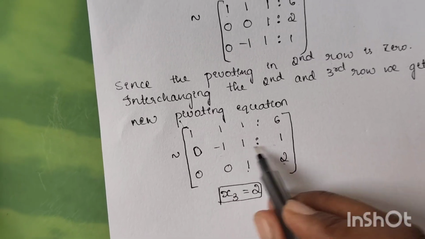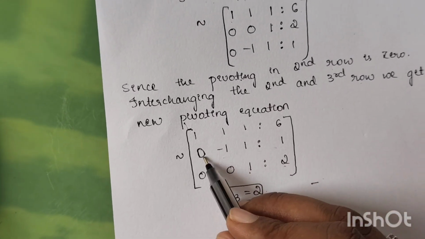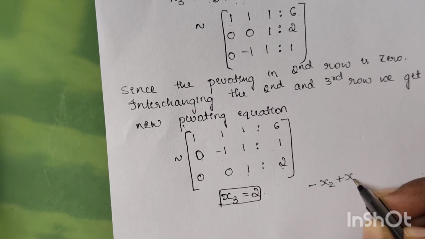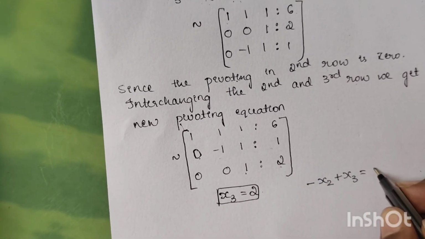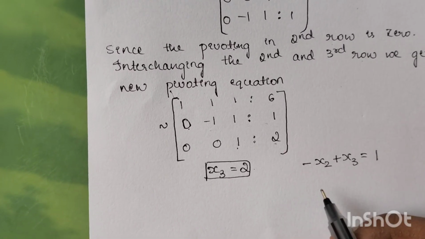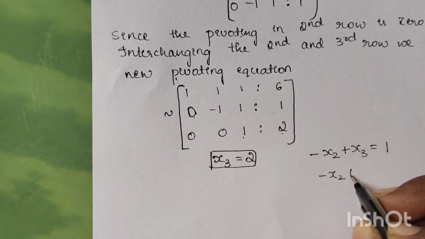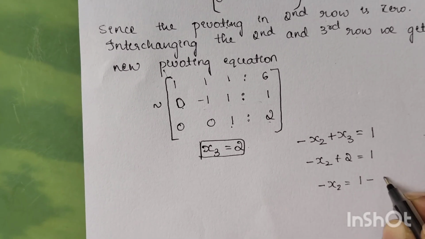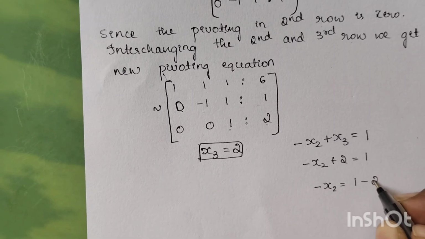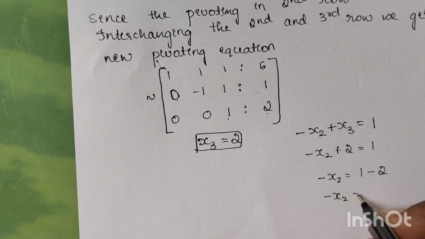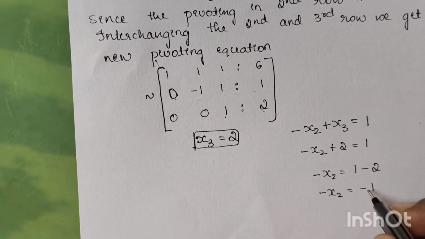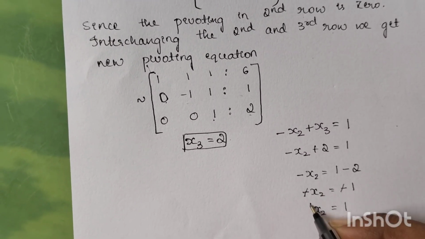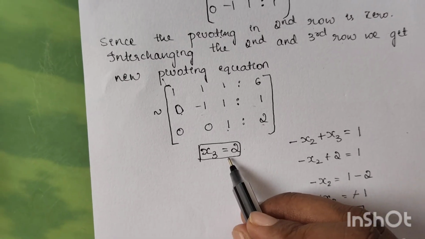Next, the second row: minus x2 plus x3 is equal to 1. We know that x3 is 2, so minus x2 plus 2 is equal to 1. Minus x2 is equal to 1 minus 2, which is minus 1. The minus signs cancel, so x2 is equal to 1. We got x2 is equal to 1, x3 is equal to 2.